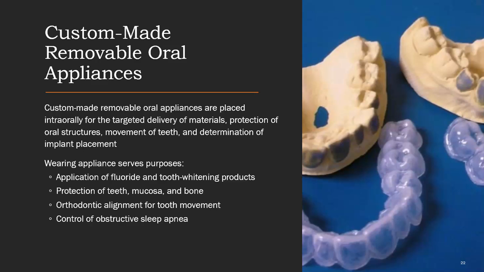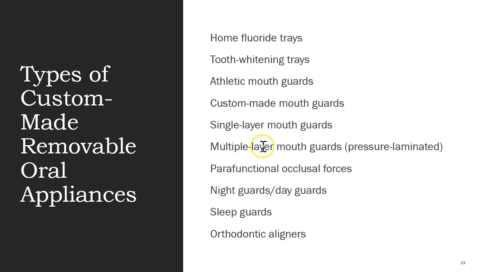So what are things we can do with custom-made removable oral appliances? Well, when you take those impressions, you could make a fluoride tray, you could make a tooth whitening tray, you can make a mouth guard, and then other things that are done in the lab are orthodontic aligners. You can make retainers, and the lab could make sleep apnea appliances as well. So many things can be done from taking an impression. And they're all listed here.